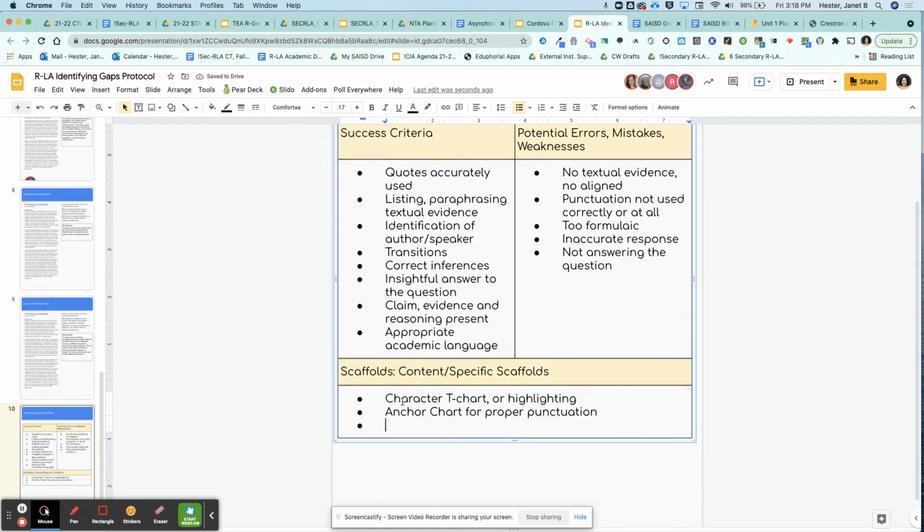I also think we could provide them sentence stems. We have the CER that has sentence stems for the different genres. I think that would be helpful.